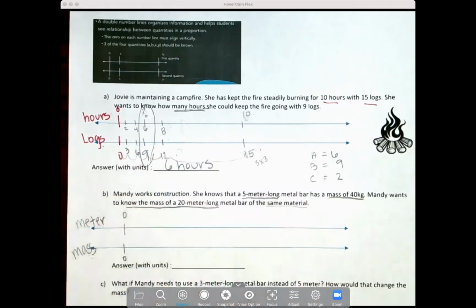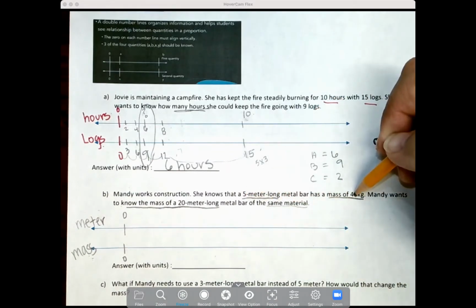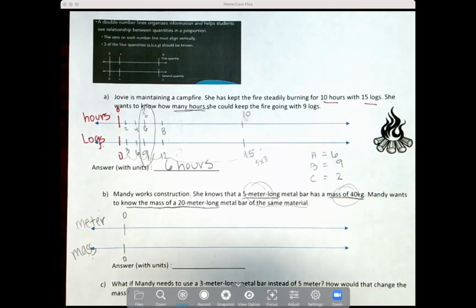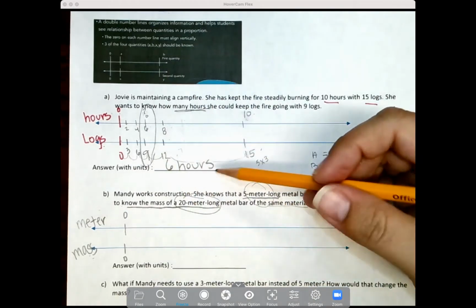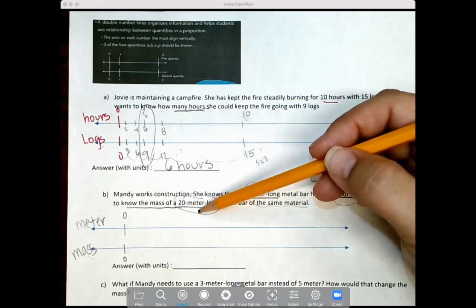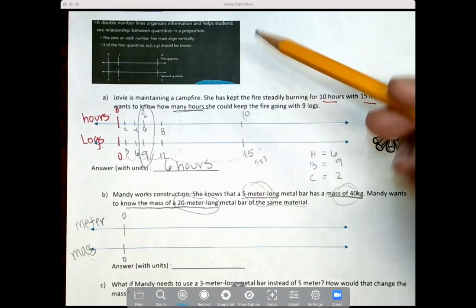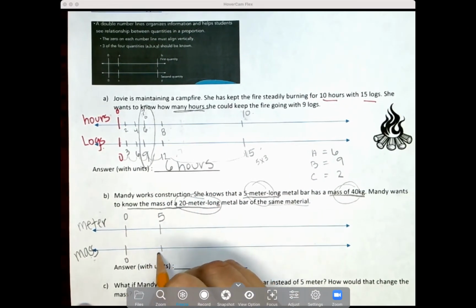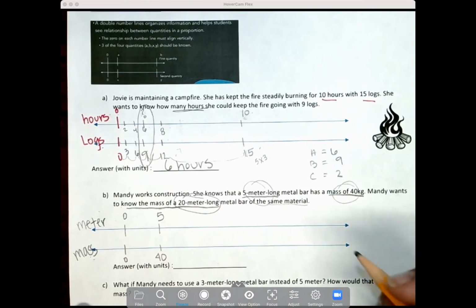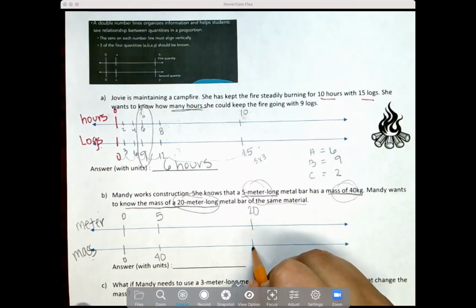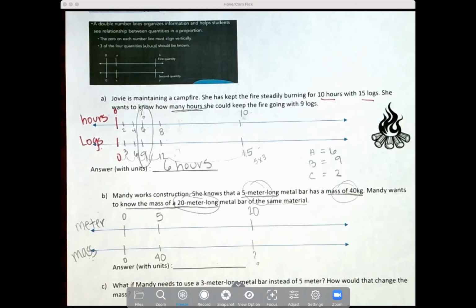Right? Every time I do a double number line, I have to start with 0. I then say, well, what information do I know? I know 5 meters is worth 40 kilograms. And Mandy wants to know 20 meters. Again, to help me set it up so I don't make the error like I did up here, I would say, okay, 20 meters is longer than the 5. So I think I should be okay saying 5 meters, 40 kilograms, 20 meters weighs what? And put my question mark.